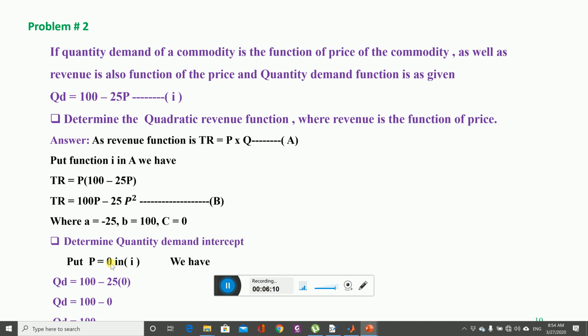And here we will put P is equal to 0 to find the quantity demand intercept coordinate. Quantity demand is 100 minus 25P, and P is what? For y-intercept x must be 0, and here y is quantity demand and price is the independent variable. So for the quantity demand we have to put P is equal to 0, and this will give us the quantity demand intercept coordinate or the quantity demand intercept value. The intercept point carries two values: price is 0, and at that 0 price the quantity demand is 100.